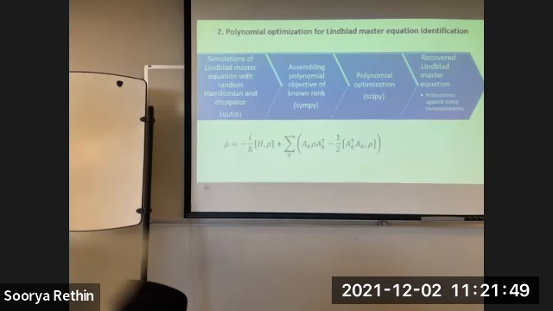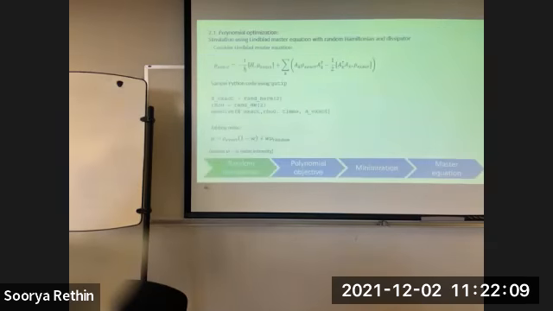Yes, this is what I can say about the first method. And I have some minutes for the second method. It's a polynomial optimization for the Lindblad master equation. We assume that the system should have some Lindblad-type evolution. This is an assumption that we have about the method.